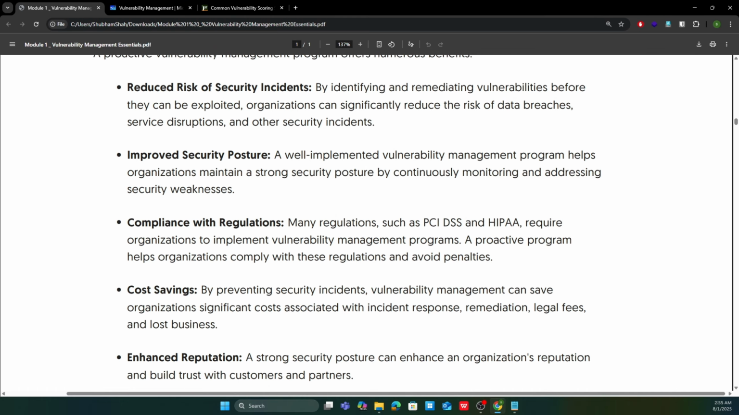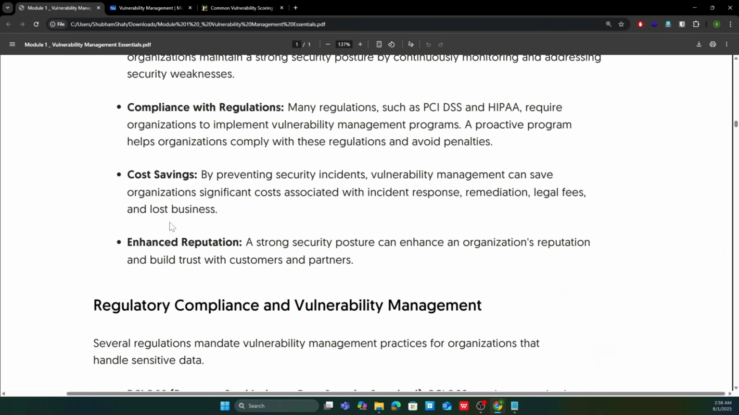Many regulations, PCI DSS, HIPAA, require organizations to implement vulnerability management programs. So if you are an organization based in healthcare or in the payment card industry, where you require credit card information, storing, e-commerce, you require certain types of regulation to be followed. And to clear that regulation and to comply with it, you require implementing a vulnerability management program. So this would also help you with regulation and compliance requirements.